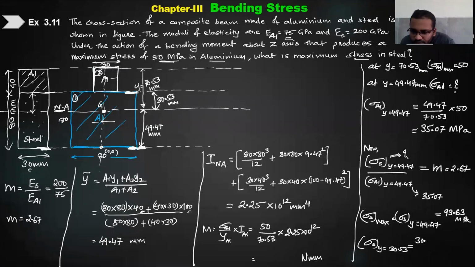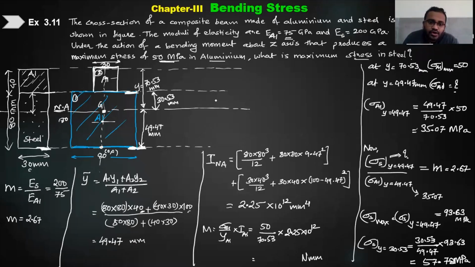So 30.53 divided by 49.47 into 93.63. Now give me the value. 57.78. How much? 57.78.